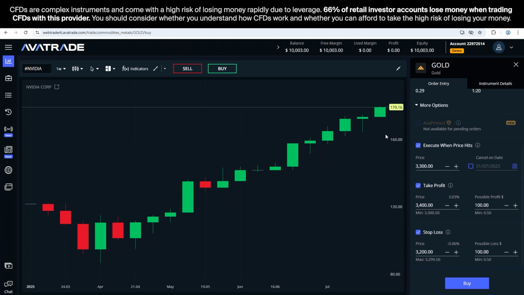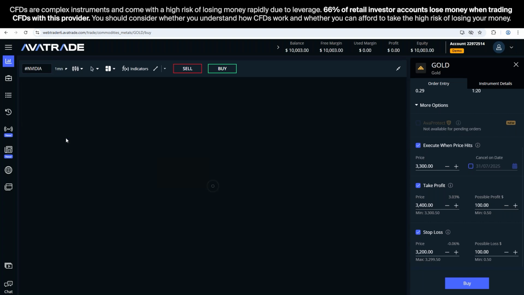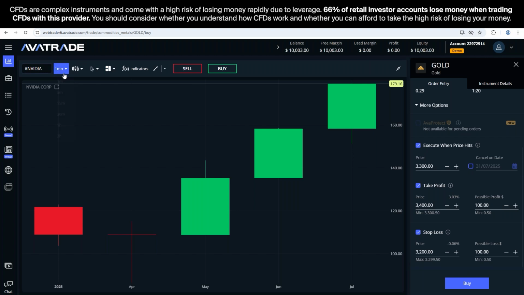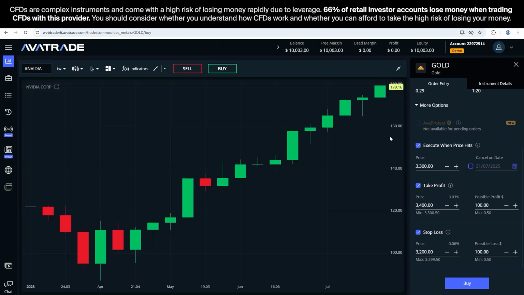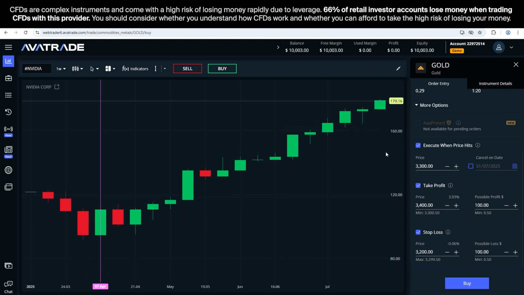Okay, so now just this one more. We'll stay with weeks for now. So this is what we're looking at, weekly candles. And as we can see, this is NVIDIA. It's still showing us gold because we clicked on the search bar.